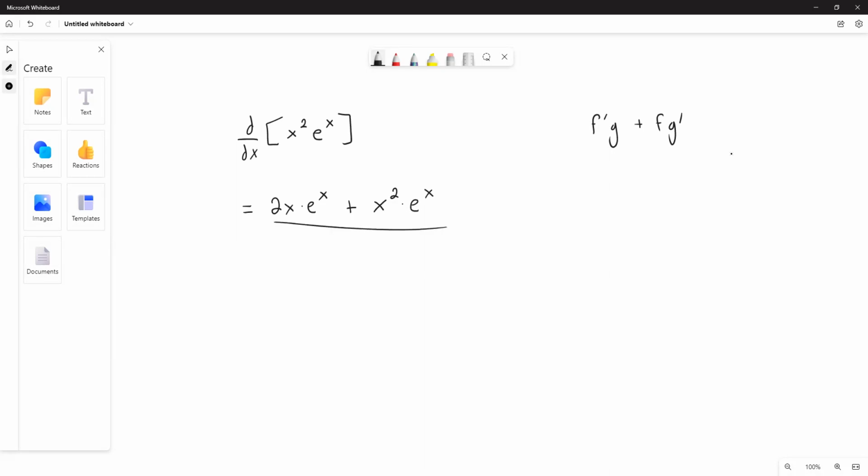Okay, so we can leave it like this, or we could factor out the e to the x since it's in both terms and write it as e to the x times 2x plus x squared. Okay, so this is a nice way to put your answer.